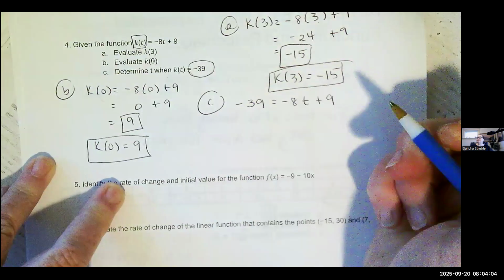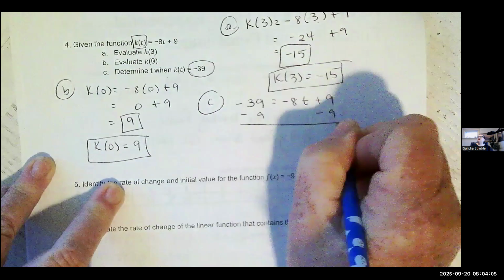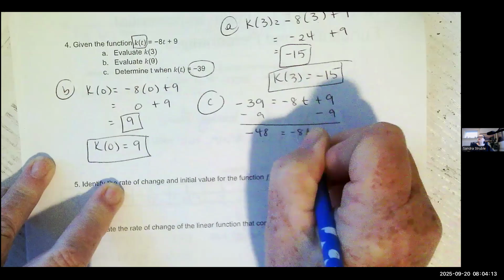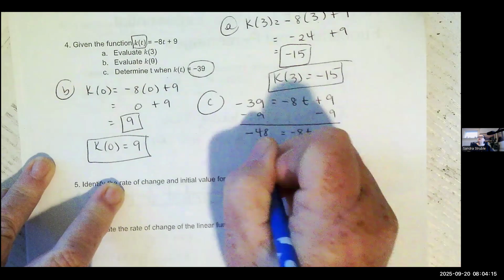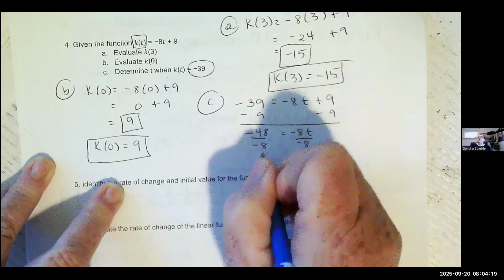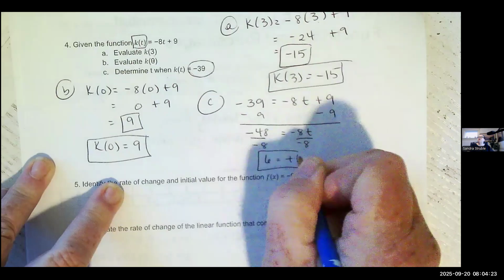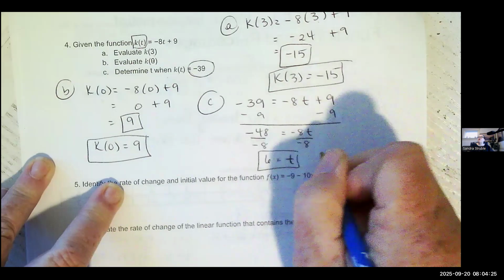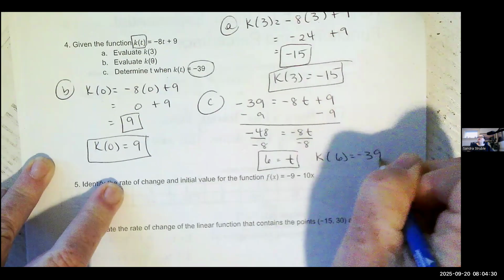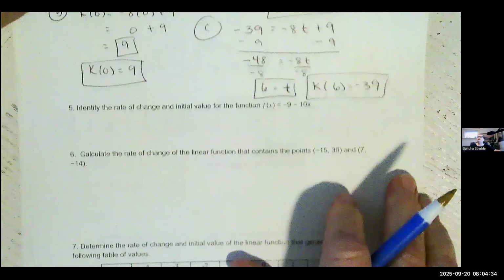And solving for t. So start by subtracting 9 from both sides. Signs are the same, so we add. Divide both sides by -8. Signs are the same, so it's positive. We're dividing. And 48 divided by 8 is 6. So t is equal to 6. You can either answer it as t is equal to 6 or k of 6 is equal to -39. Both are very acceptable answers. One is not necessarily better than the other.